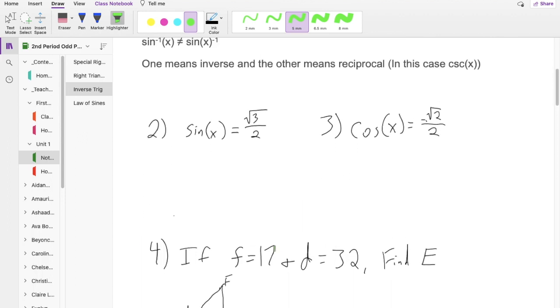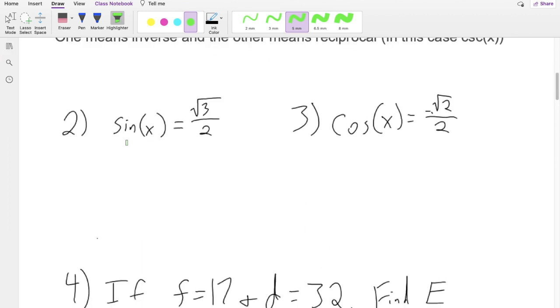So let's look at some examples. See that I am trying to solve for x here. So I'm trying to find this x. But currently, I have some function that is being done to x to give me this output of the square root of 3/2. So I need to get rid of this sine.